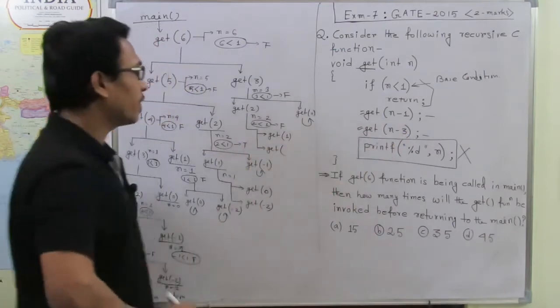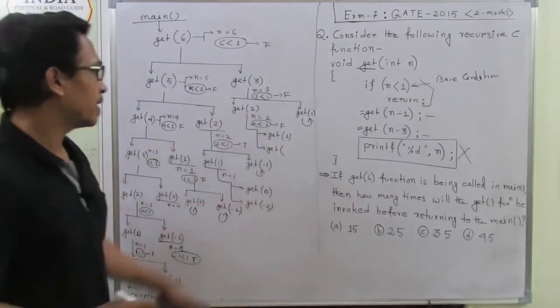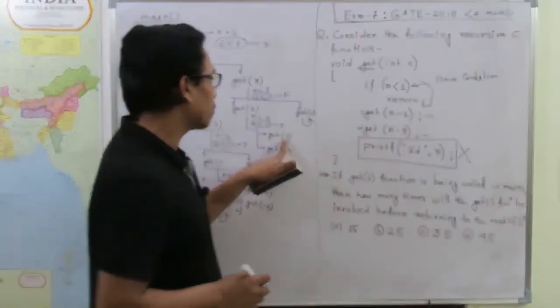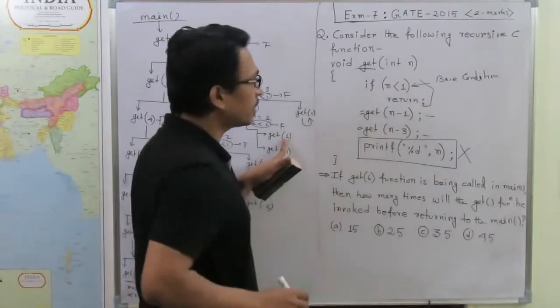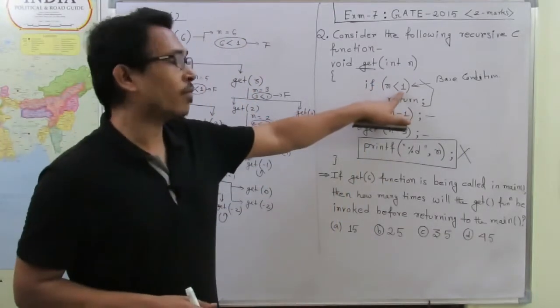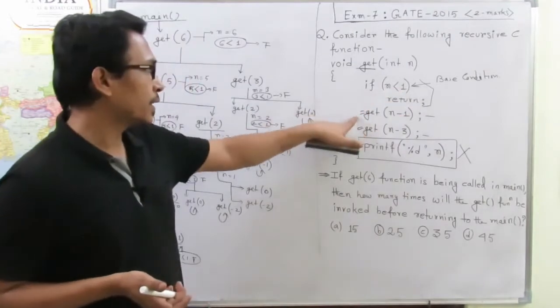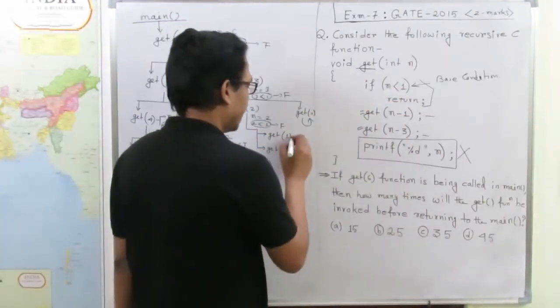get n minus 3. What is the value of n? The value of n is 2. 2 minus 3 means minus 1. Now look at here. Here n equals 1, that means 1 less than 1. It is not true, it is false. That means these two functions will execute again.